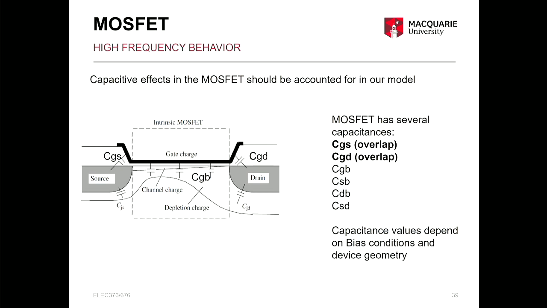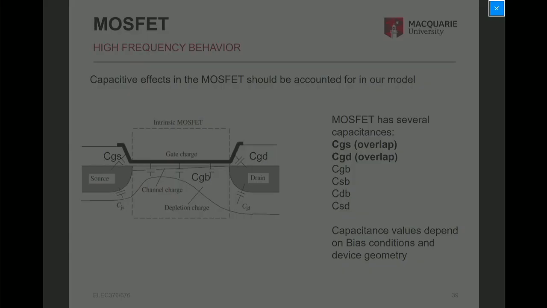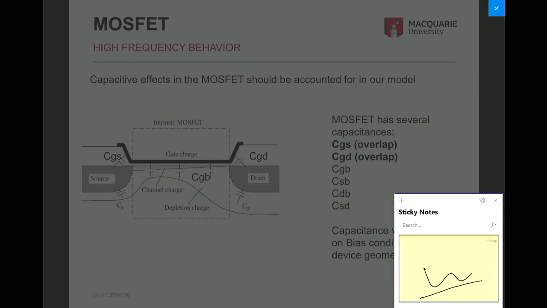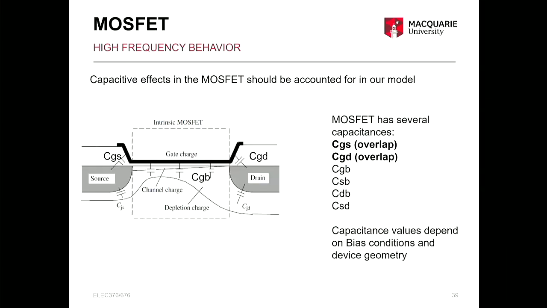Now going to the high frequency behavior, you saw that we had internal parasitic capacitors for BJTs. In MOSFETs also we have internal parasitic capacitors. But do you expect the capacitance to be more or less compared to BJT? More? People who did the lab yesterday know about it. Why is it more in a MOSFET?